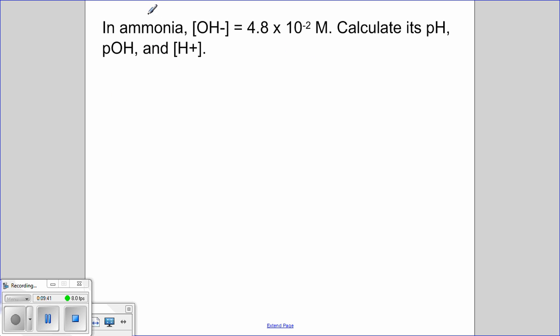You've got your ammonia. Now ammonia is NH3. It's a weak base, so your number should correlate with that. If I give you the OH concentration after the ammonia has been reacting with water, it's going to produce some OH minus ions. That's how we get this molarity. I want you to calculate the pH, pOH, and NH4+.